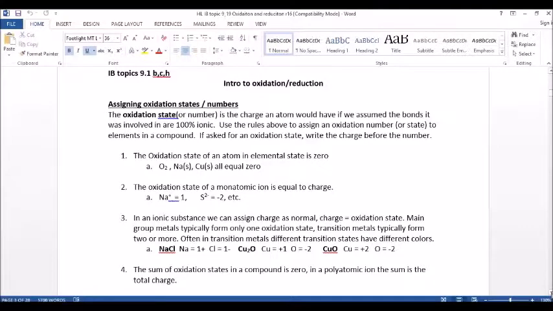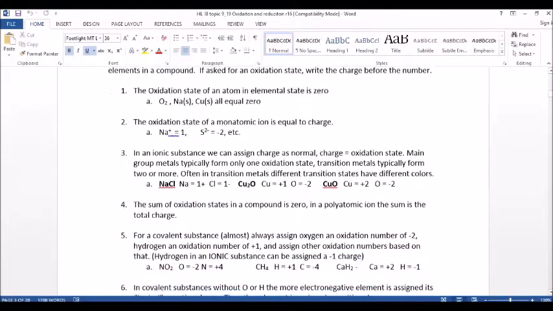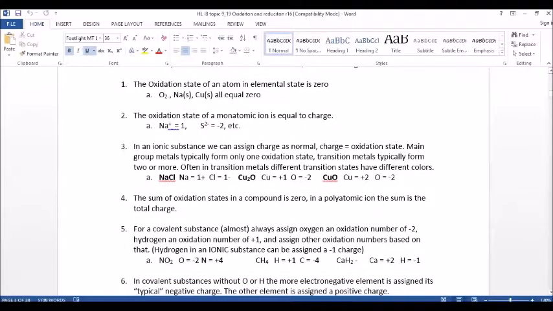It seems like there's kind of a lot of them, but it's probably not as hard or as complicated as it seems here. When we see an element, if we're asked to say its oxidation state, it's going to be 0. So O2, Na, Cu, all those have an oxidation state of 0. They are uncharged. Now contrast that with ions. If we have just a monatomic ion, just one atom that's an ion, the oxidation state is its charge. So Na+ has an oxidation state of +1. S2- has an oxidation state of -2.